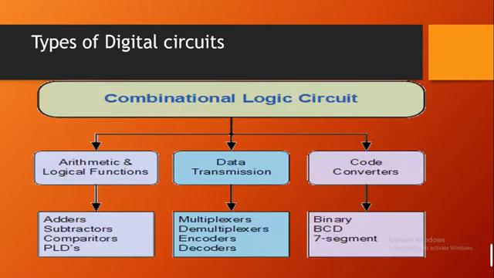Fine. Now this diagram shows the types of digital circuits, that is combinational logic circuit. We have arithmetic and logic functions, in which we have all the arithmetic operations like adder, subtractor, comparators, PLDs. Then we have data transmission: multiplexers, demultiplexers, encoders, decoders. Then we have code converters, in which we have binary, BCD, then 7 segment.